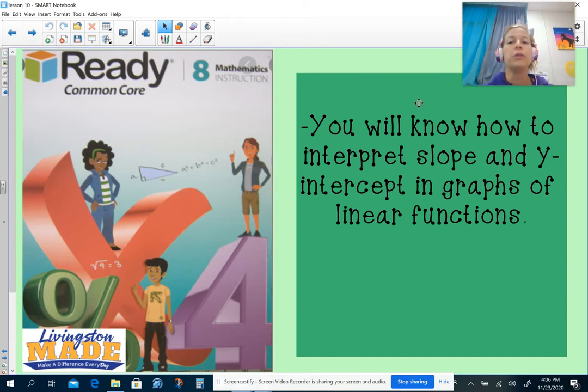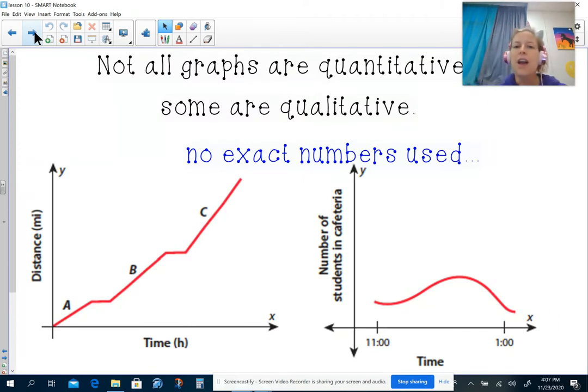Today we are going to know how to interpret slope and y-intercept of graphs of linear functions. Not all graphs are quantitative, which has numbers. Some graphs are actually qualitative. So we're not actually going to use exact numbers, but we're interpreting kind of what these graphs mean.